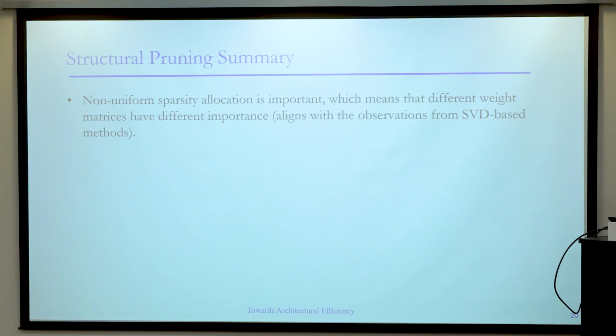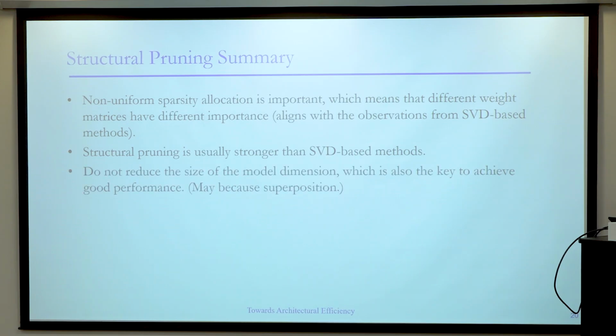So here's a short summary regarding structure pruning. Firstly, non-uniform sparsity allocation is still important, which means that different operations or different weight matrices should have different importance. Also, structure pruning is usually stronger than SVD-based methods if you compare them fairly. And we should not reduce the size of the model dimension, which is also the key to achieving good performance. We suspect that this may be caused by a phenomenon called superposition.